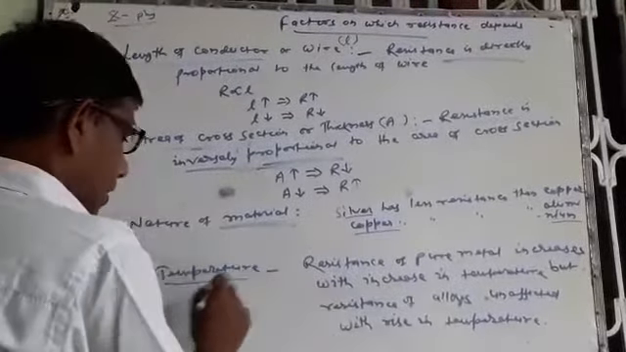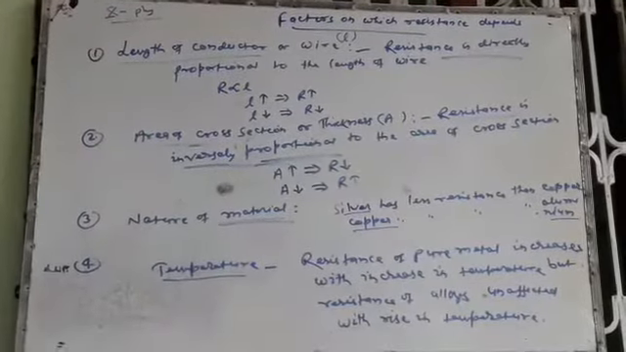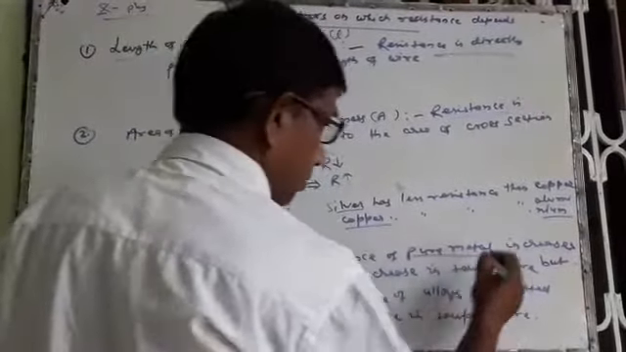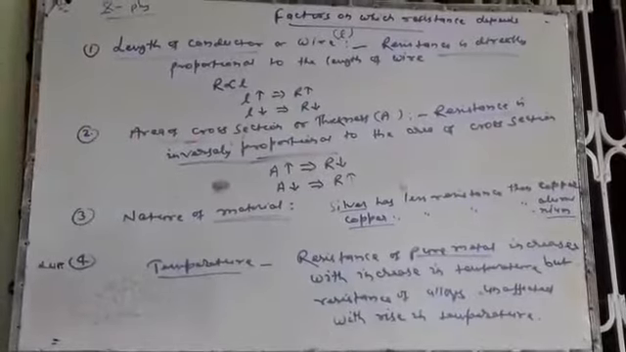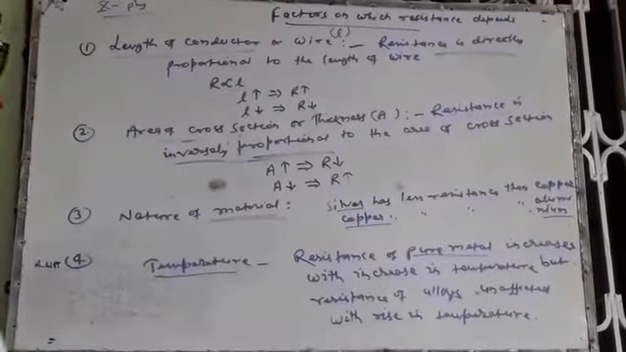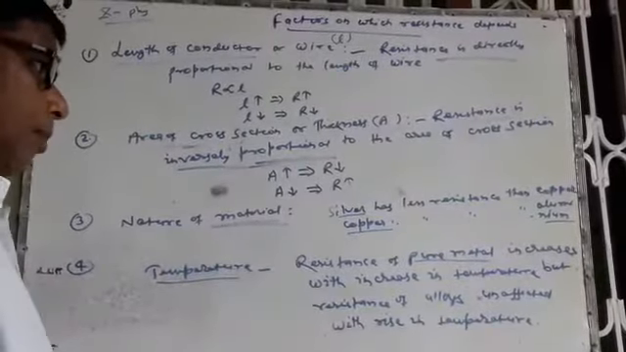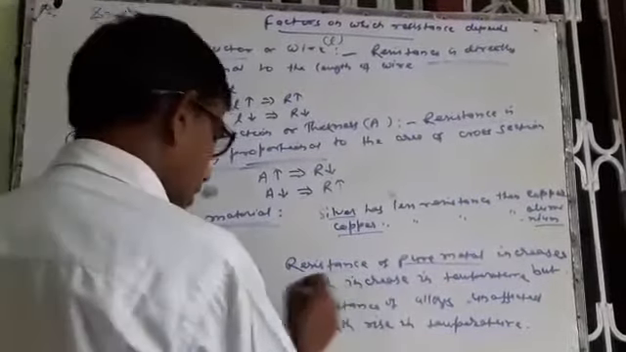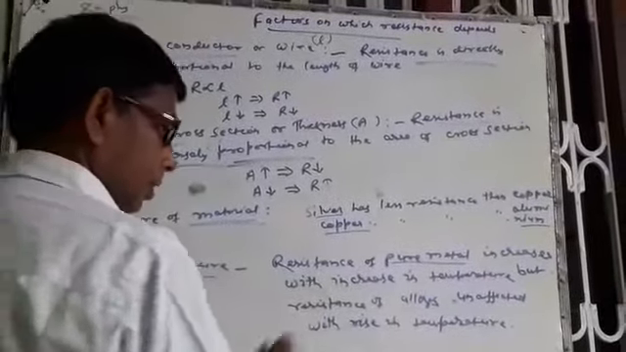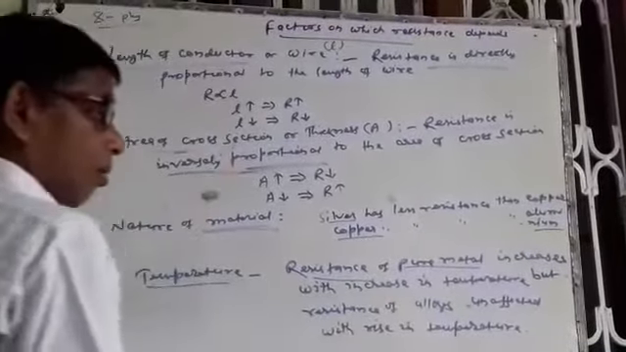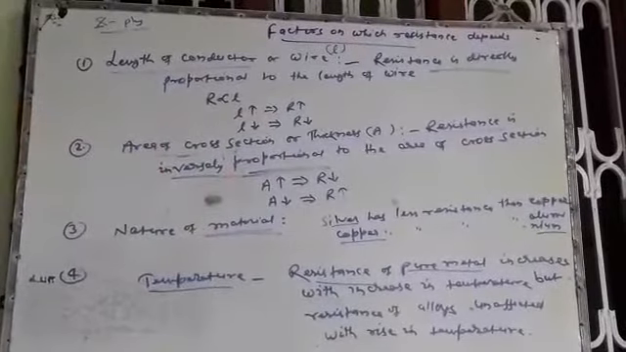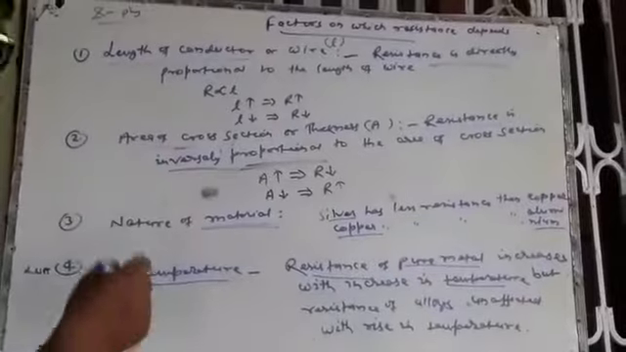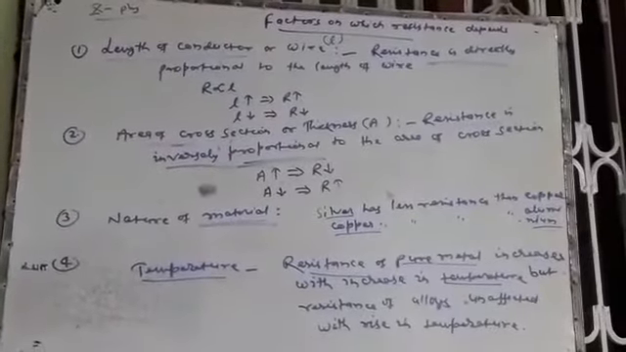One more factor is temperature. Resistance of pure metal. We use different types of metals in our daily life. Some metals are pure and some metals are mixed, that is alloys. So by increasing the temperature, the resistance of pure metal also increases. If there is a rise in temperature, there is a rise in resistance of pure metal.